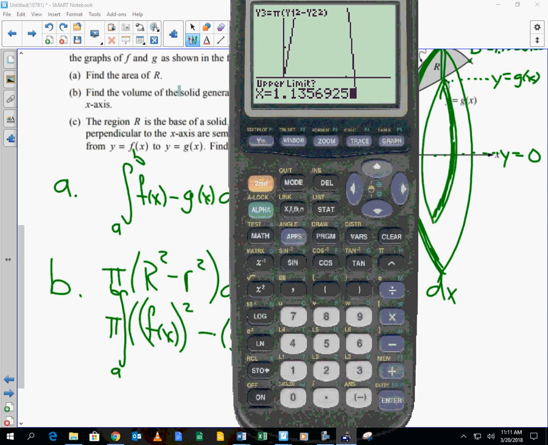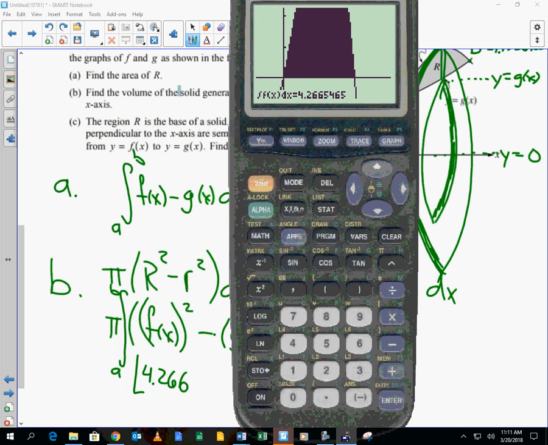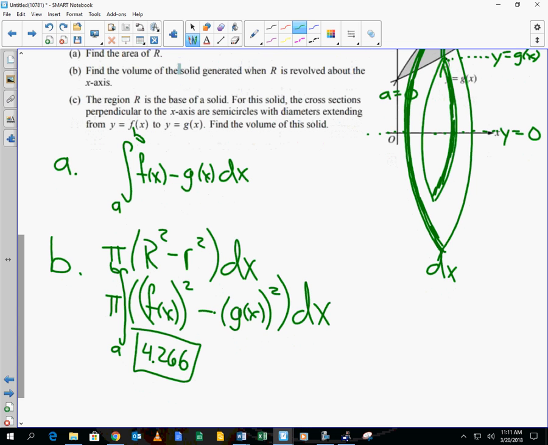Like that? This is just so cool your calculator does this. Awesome. 4.266. And if you come up with that, that will give you the 3rd point. So that's really not that challenging of a problem, is it?